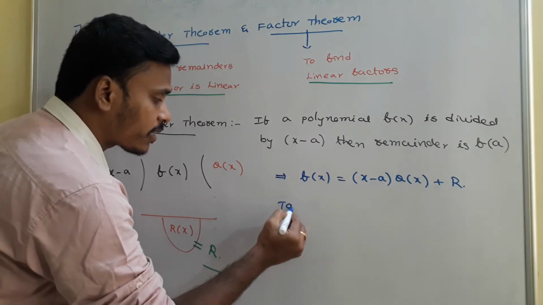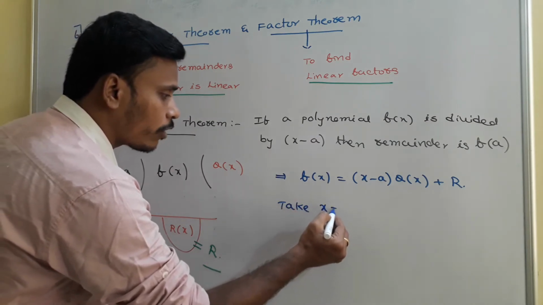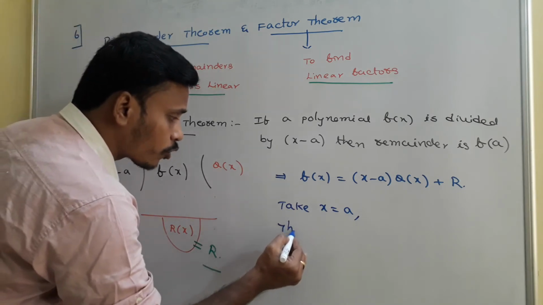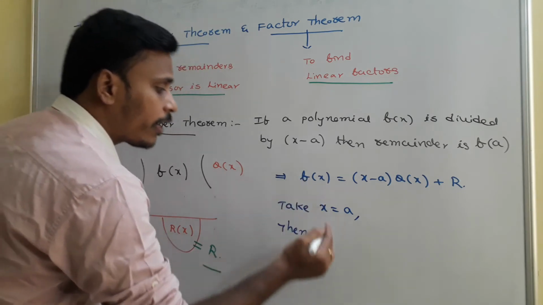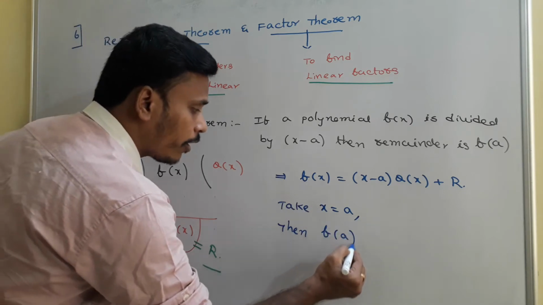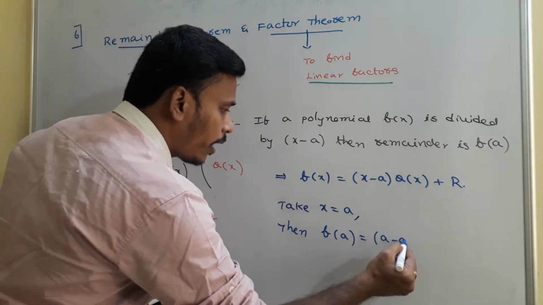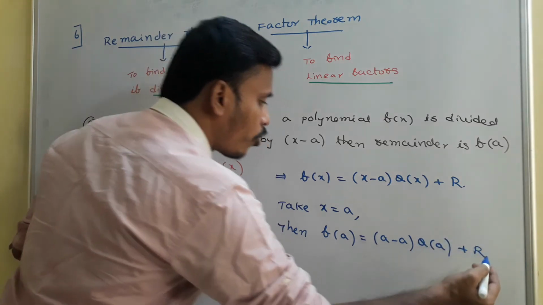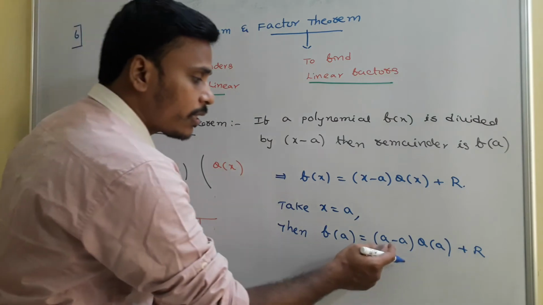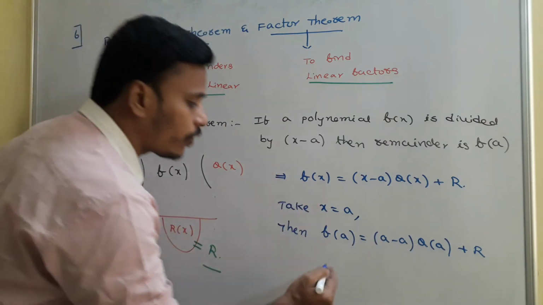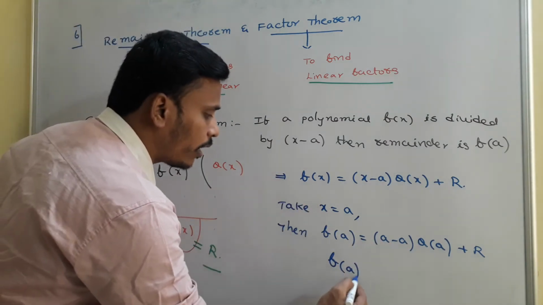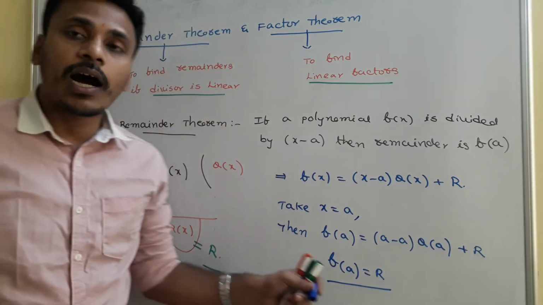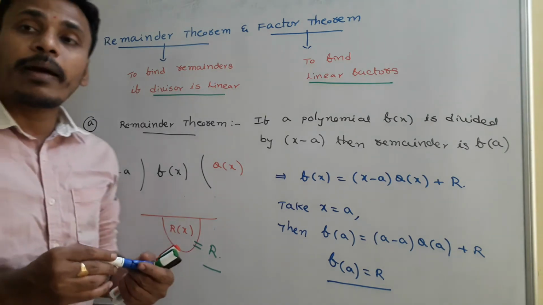So take x equals a. My intention is to eliminate q of x. If you take x equals a, what will happen? f of x will become f of a equals a minus a into q of a plus the constant r. This a minus a is 0, and 0 into anything is 0, so we conclude that f of a equals r. Finally, that r is simply the remainder, so the remainder is f of a.